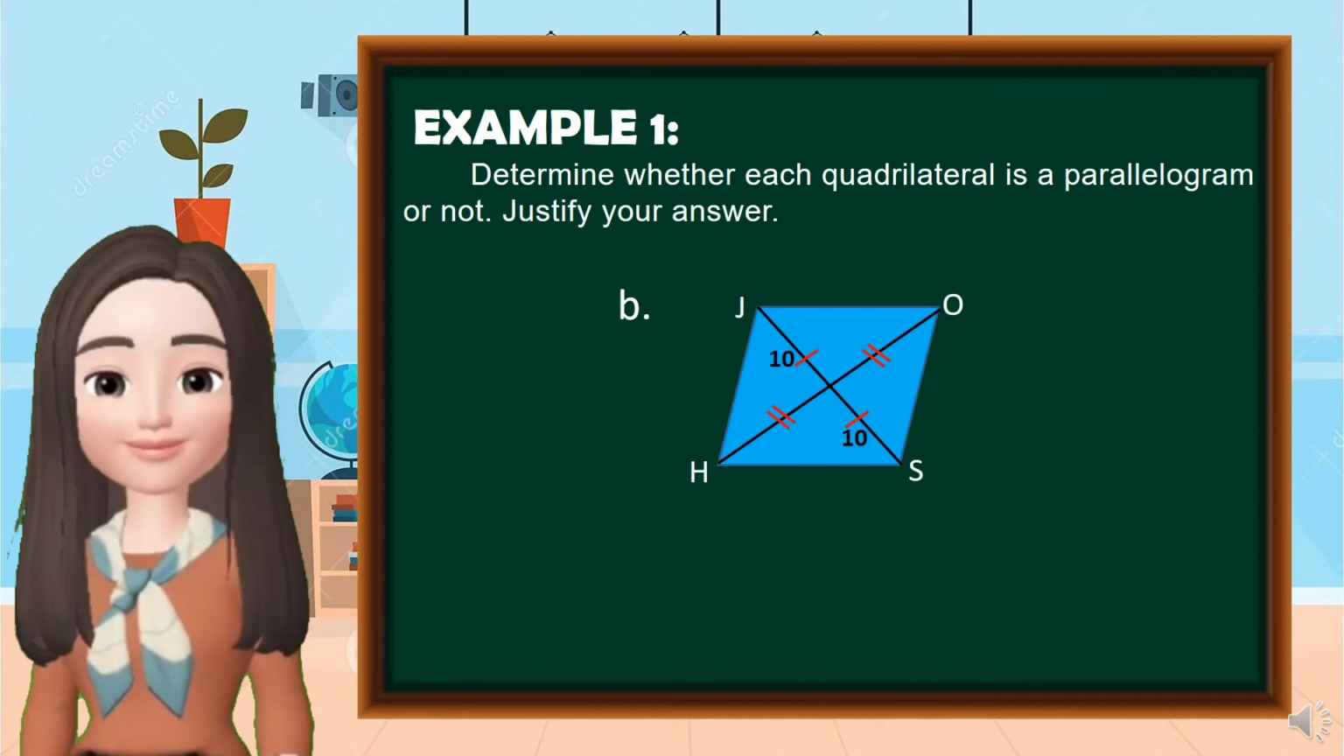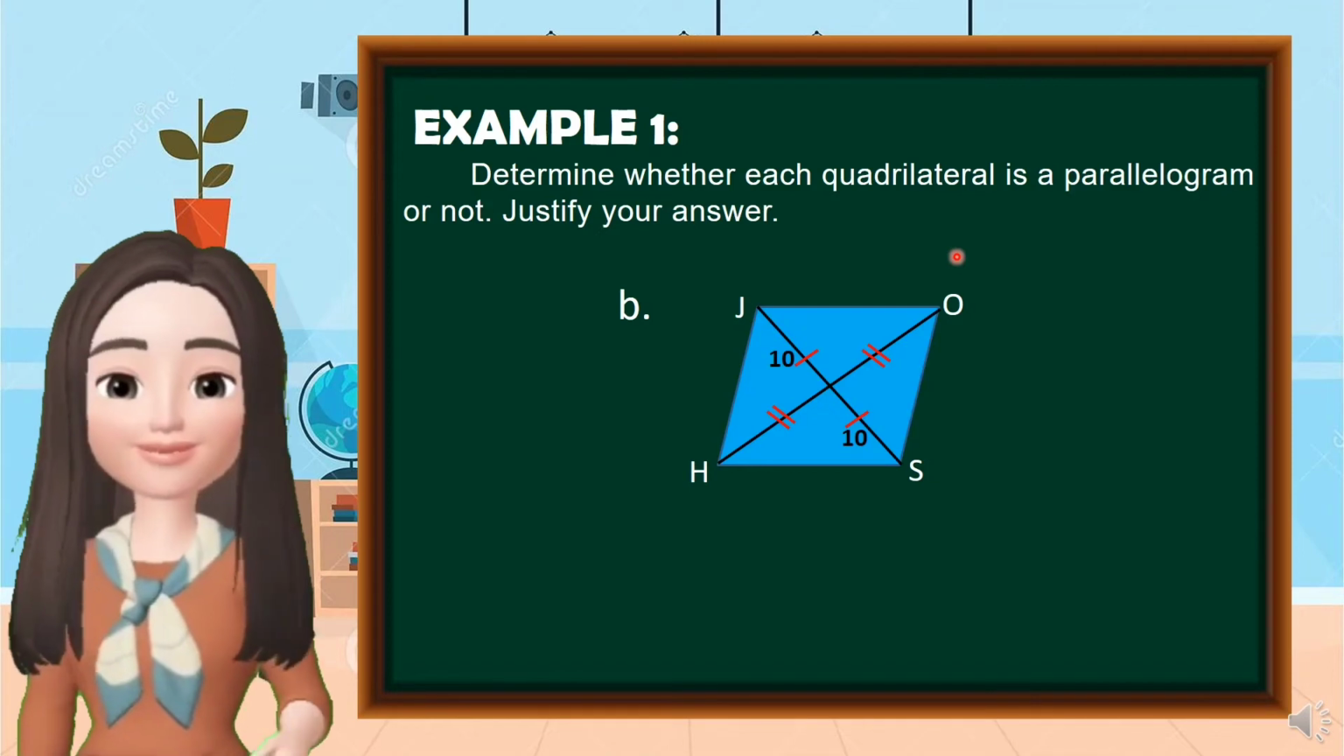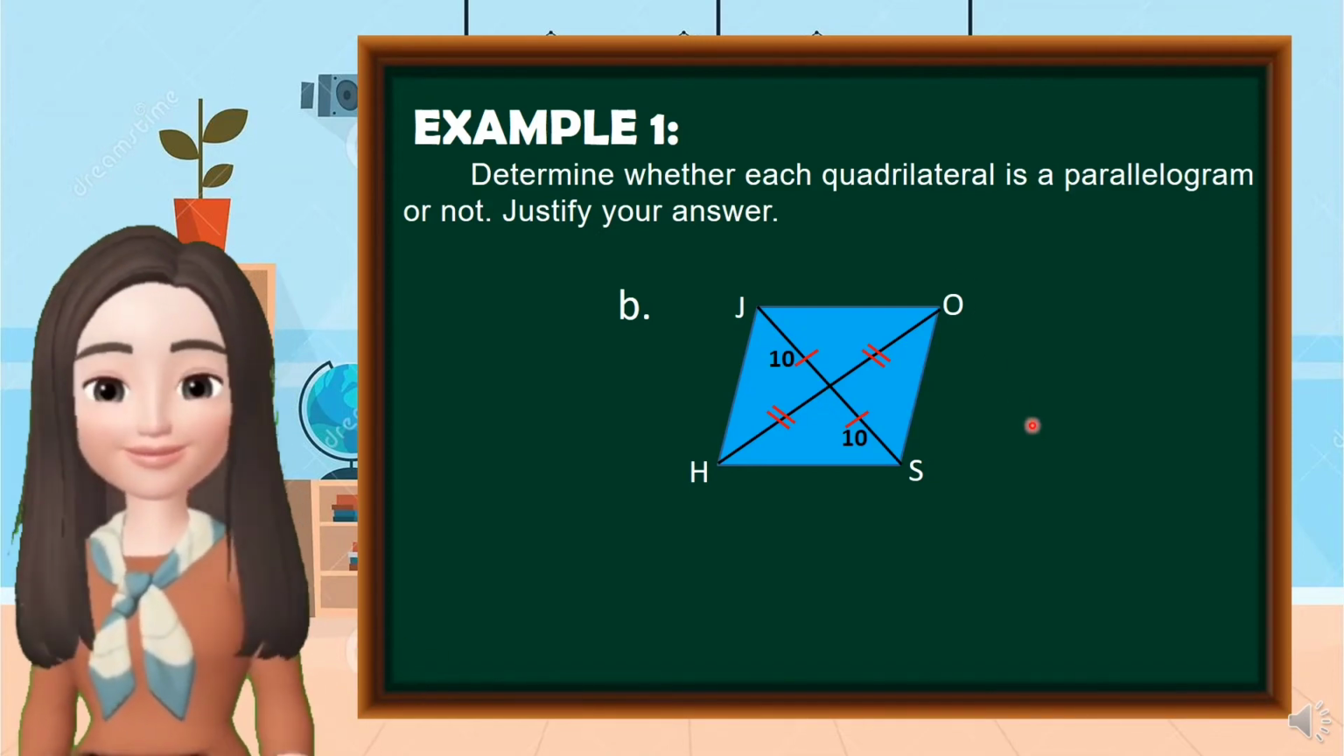For our letter B, ang figure natin ay, okay, we have a quadrilateral JOSH. Now, is this a parallelogram or not? Okay, pag-isipan natin mabuti. Balikan natin lahat ng mga properties ng parallelogram. Parallelogram ba to or hindi?